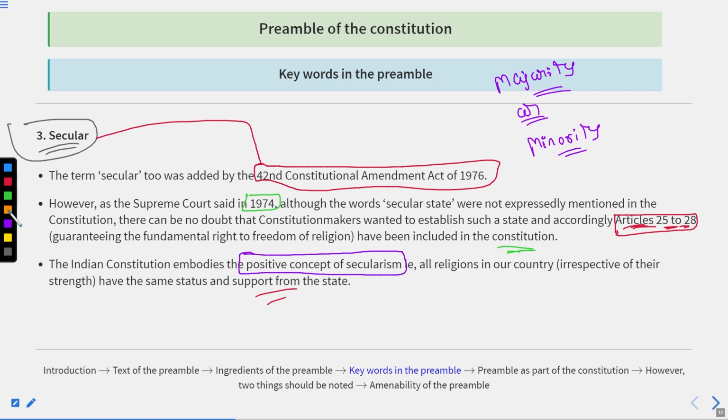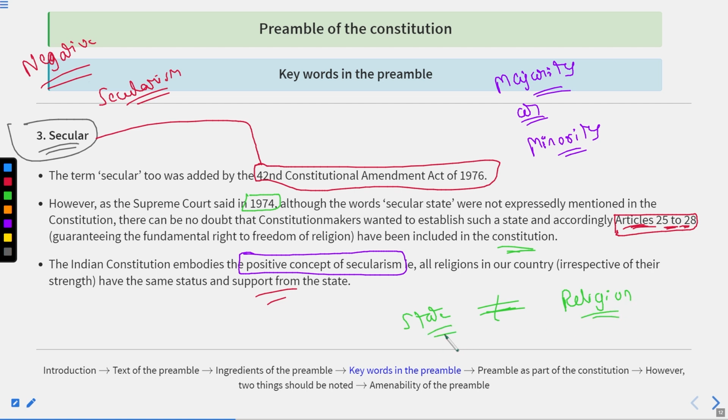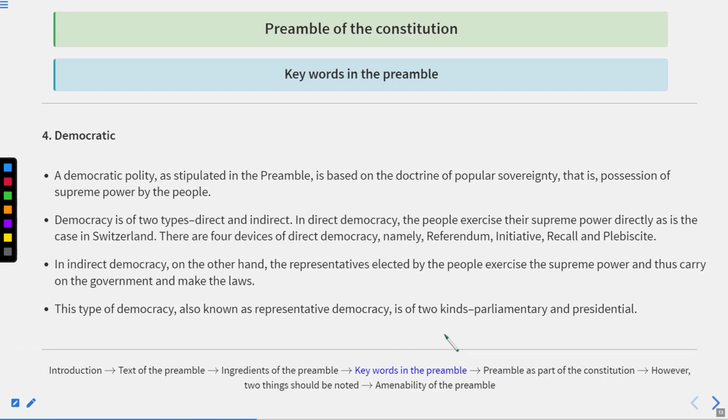Okay, and as we had discussed, in Western countries, basically there is a negative secularism, right? Why? Because we had discussed that in those states, the state has nothing to do with the religion. Okay, whatever the religion is doing, the government will not interfere. But in India, it is not like that. The government will not give privilege to any particular religion, but the government could participate or could interfere in the religious activities if necessary. Okay.